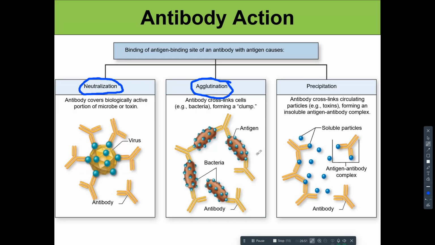Now, the term agglutination is only used for the clumping of cells. If we are clumping non-cellular things, like particles, maybe toxins released by a bacterium, then that type of clumping is called precipitation. And that also is going to facilitate phagocytosis and restrict the movement of the toxins.